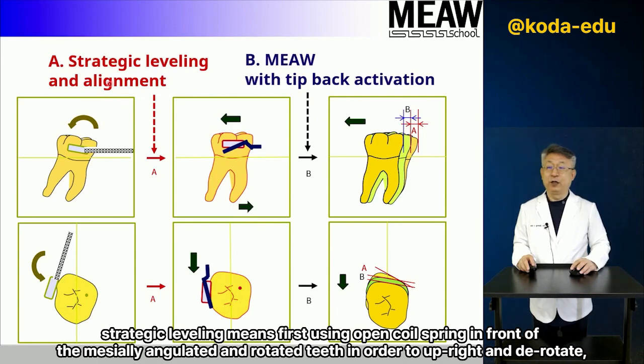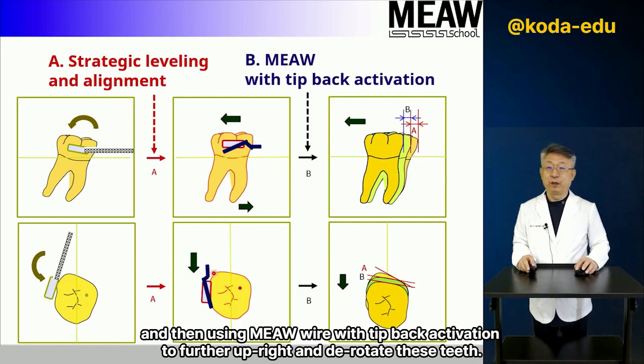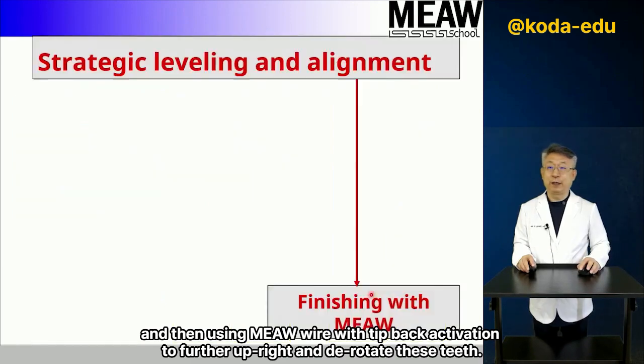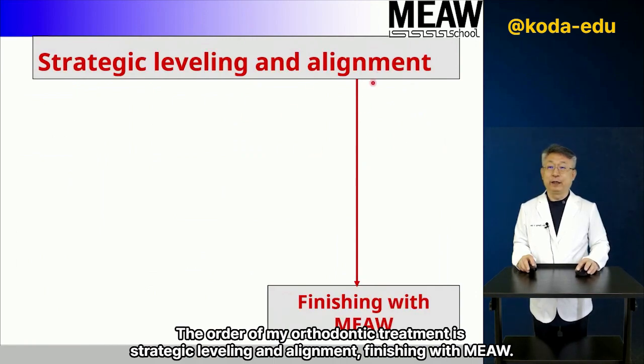Strategic leveling means first using open coil spring in front of the mesially angulated and rotated teeth in order to upright and derotate, and then using MEAW with tip back activation to further upright and derotate these teeth. The order of my orthodontic treatment is strategic leveling and alignment, finishing with MEAW.